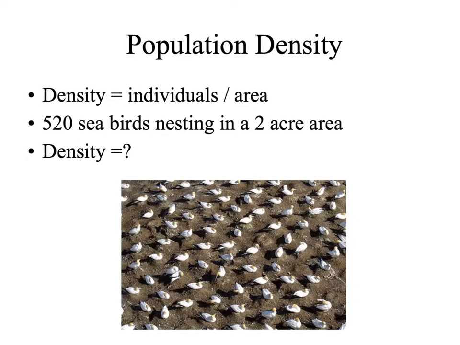Population density can be calculated by taking the number of individuals and dividing it by the total area the population inhabits. So in this example, we say there are 520 seabirds nesting in a 2-acre area. This is an easy math problem. 520 individual birds divided by 2 acres. This gives us 260 birds per acre.